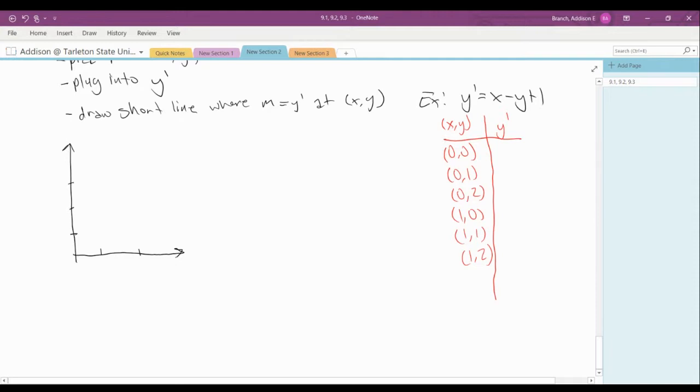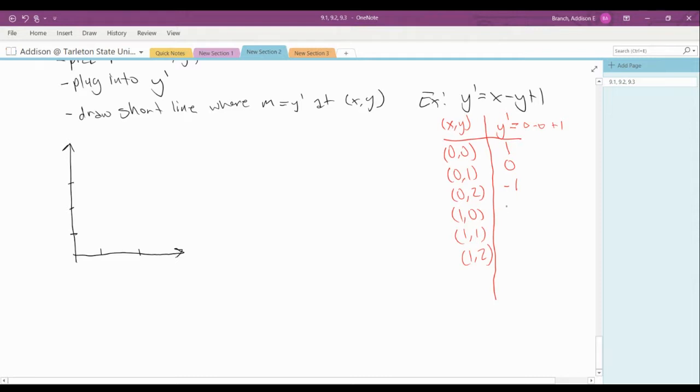So for our first point, we have the point (0, 0), which we would plug into our y prime. In this case, y prime would be equal to 0 minus 0 plus 1. So therefore, we have a 1 right there. We continue down the column, so we get 0 minus 1 plus 1, which is 0. 0 minus 2 plus 1, so negative 1.